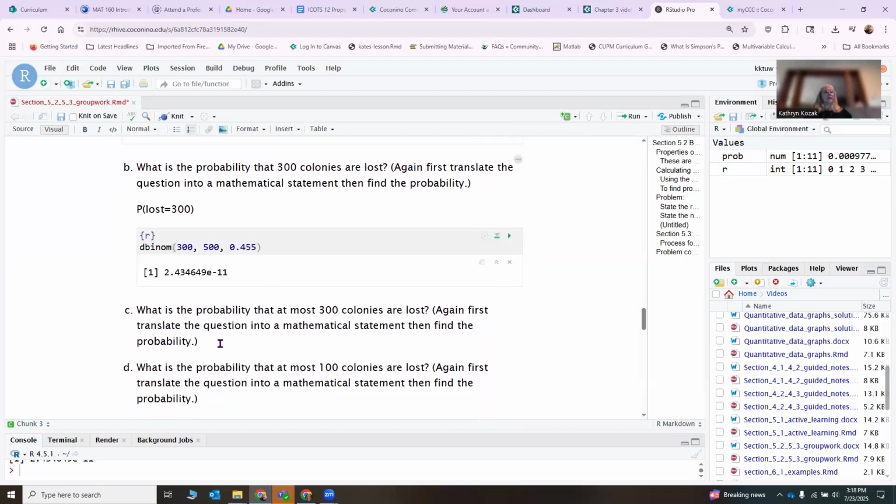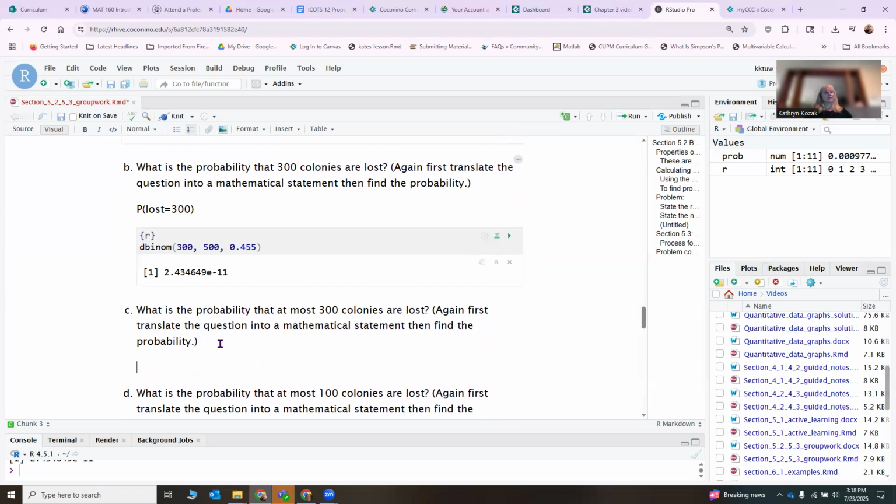Now, let's see what's the probability that at most 300. So at most being lost, at most is that much or less. So we're either less than or equal to 300.